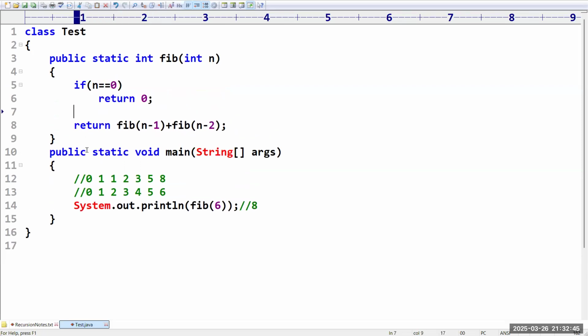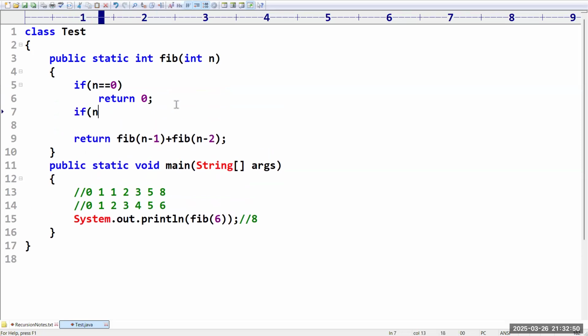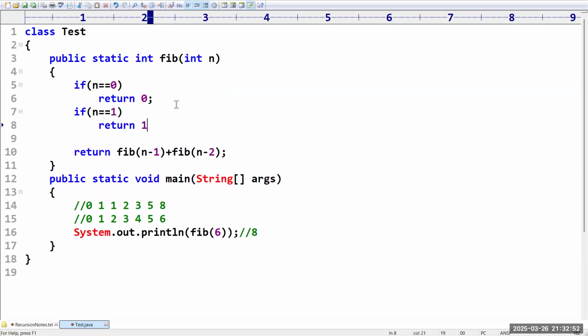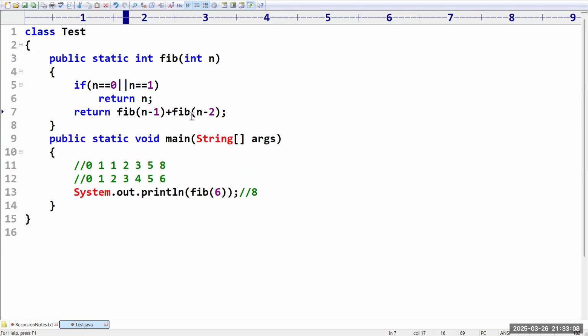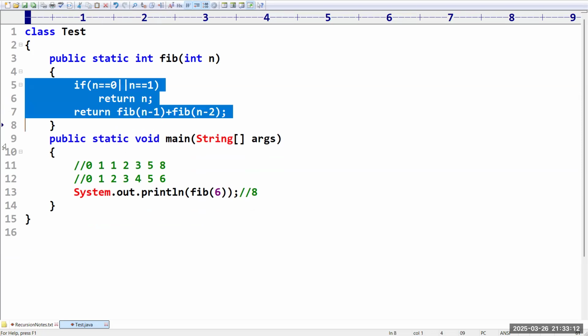One base condition is not enough. One more base condition we have to write. What is that? If n is equal to 1, return 1. We can combine these. If n is equal to 0 or n is equal to 1, return n. Has everyone understood these 3 lines? Yes.